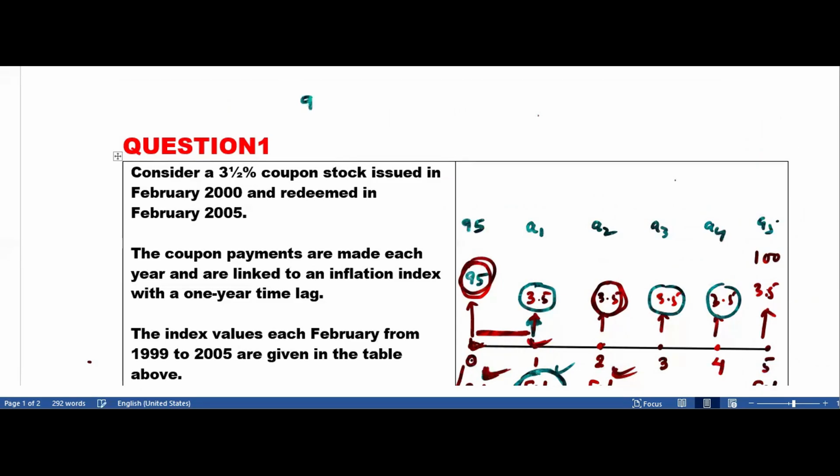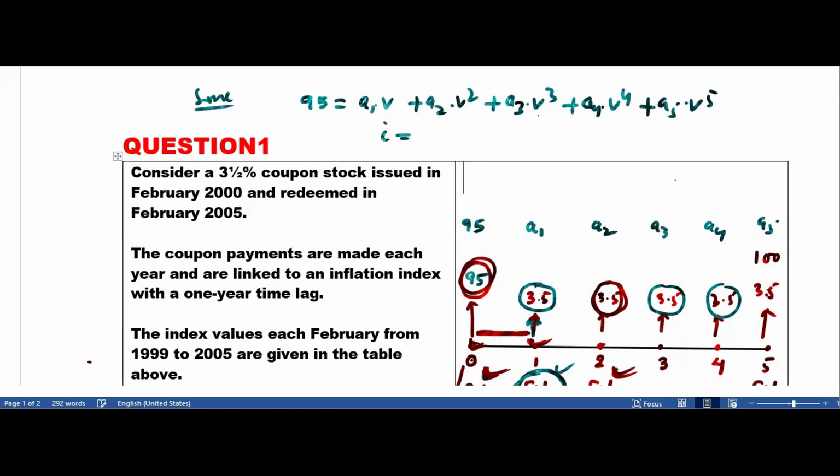Now if you use this one, 95 is equal to A1 V, A2 V square, A3 V power 3, A4 V power 4, A5 V power 5. If you solve this one, whatever I you get, that I is the rate of return. What is that I? Real rate of return or money rate of return?